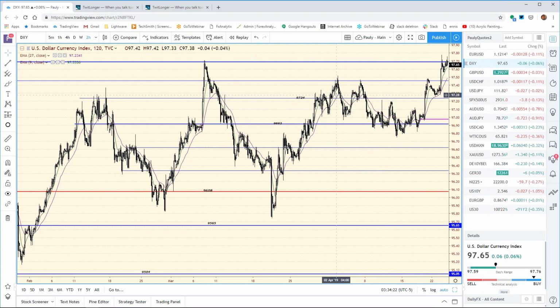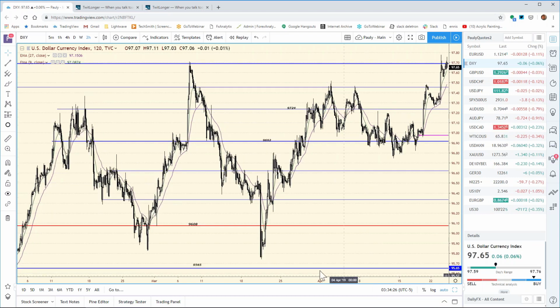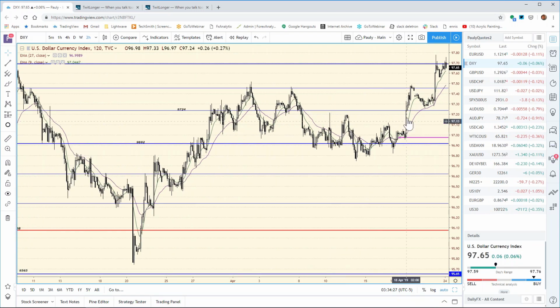Support's going to be right there at 97.28.